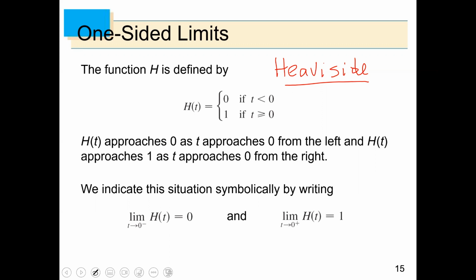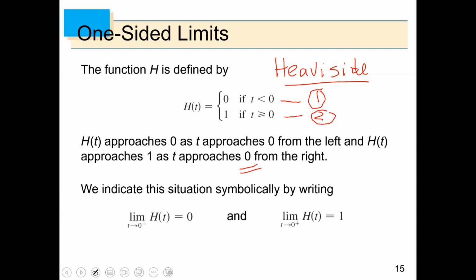What is the definition of h of t? It is equal to 0 if t is negative. So this is expression number 1 for the function h. And it is equal to 1 if t is non-negative. This is expression 2. So we will remember 1 and 2 when we need them. Now we look for the limit of h of t when t is approaching 0. So we will see t approaching 0 from the right and t approaching 0 from the left.